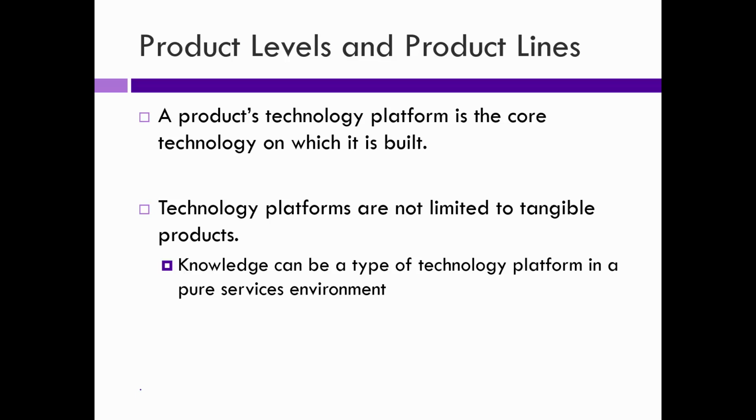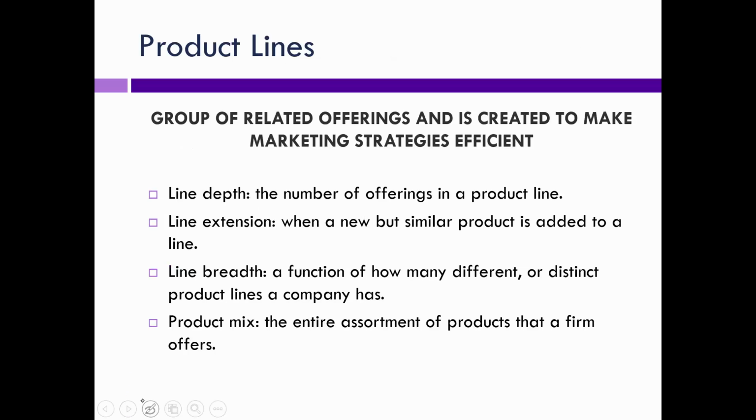So now we're going to talk about different product lines. So the technology platform is the core tech on which the product is built. And so again, we're kind of thinking about physical products here, but it's not just limited to tangible products. Knowledge itself can be a technology platform in a service environment. So the level of expertise and knowledge that somebody has can really affect that as well. So that's kind of our base here. And then a product line is a group of related offerings. The line depth is the number of different offerings in a product line.